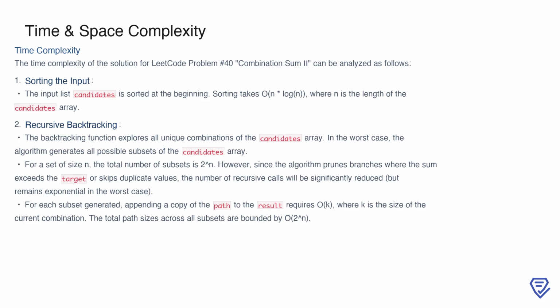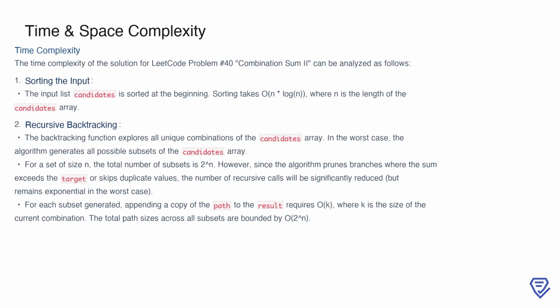To analyze the time complexity of this solution, we start with the sorting step. The input array of candidates is sorted initially, and this operation takes n*log n, where n is the number of elements in the candidates array. Sorting is a necessary pre-processing step to enable efficient duplicate handling and pruning later in the algorithm.